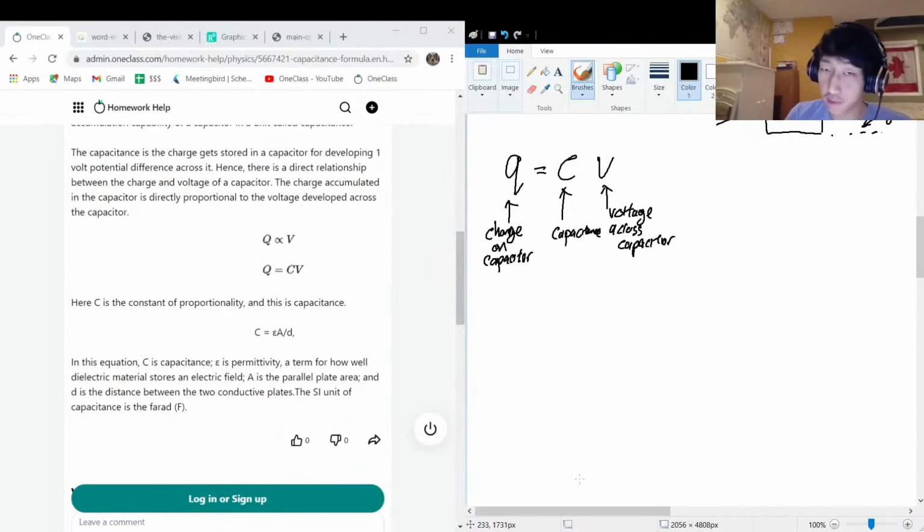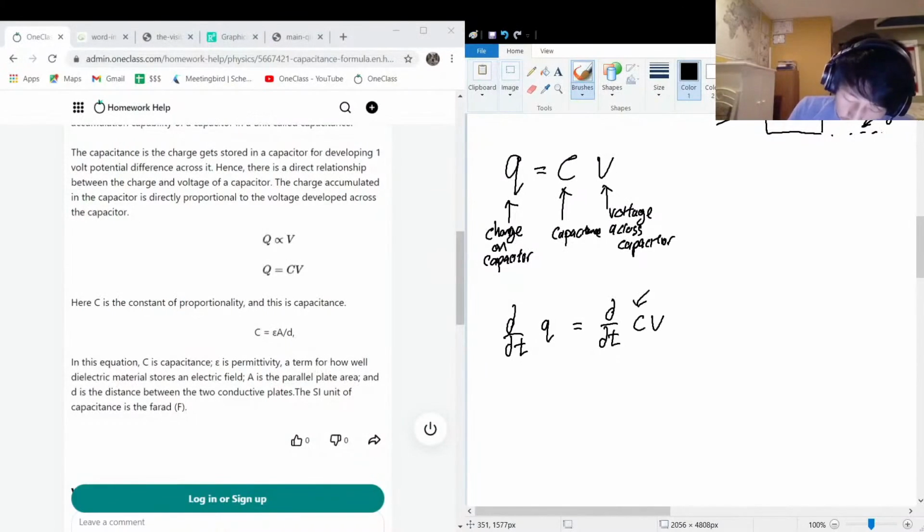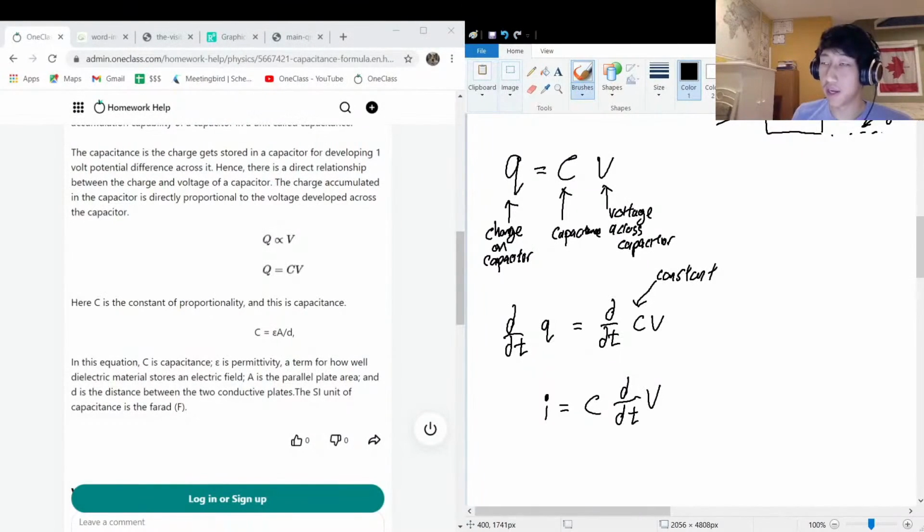Now if we wanted to take the time derivative of this, d over dt of Q equals d over dt of CV. C is constant. We know that the time derivative of charge is current. So that's I equals C, which we can move outside because it's a constant, times d over dt of the voltage. This is another way you could get meaning from knowing the capacitance, or solve for the capacitance: if you know how the voltage is changing and you know the current going through it, this can help you solve for the capacitance.